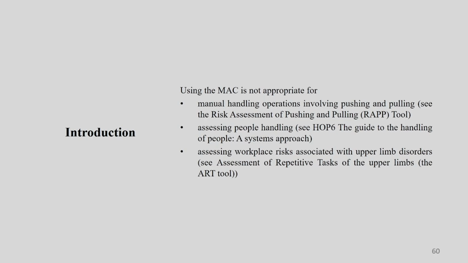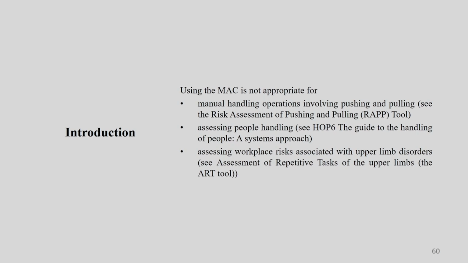Okay, so where we cannot use this particular tool, we should know this, because otherwise we may use it in a wrong place. These are the places where you cannot use the manual activity assessment chart: manual handling operations involving pushing and pulling, as it covers only lifting and carrying. For pushing and pulling, we have some other tool that we should use. One example is the risk assessment of pushing and pulling. This is a different tool altogether. You can use that particular tool but not the MAC.